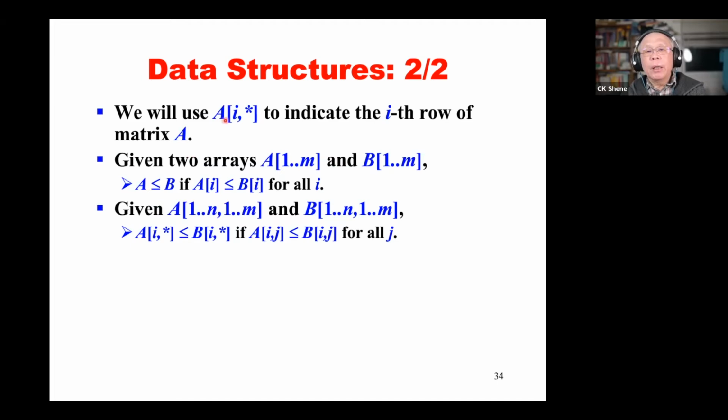Now, we have a notation. We usually use A[i, *] to indicate the ith row of matrix A. Given two one-dimensional arrays A and B of the same size, we write A ≤ B if and only if for all i, A[i] is less than or equal to the corresponding element in B. If the two arrays are two-dimensional of the same size and same shape, then we write row i of A ≤ row i of B if and only if for every element on row i, A[i][j] ≤ B[i][j].